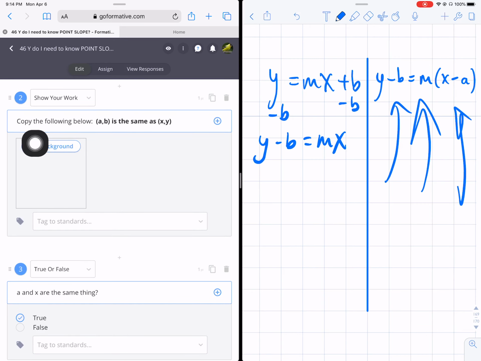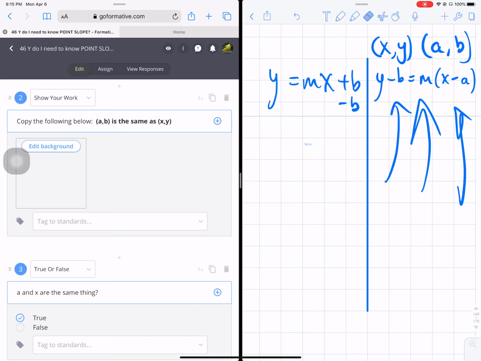Okay, so let's go to this next one. I'm looking right here. Copy the following below, okay? a, b is the same as x comma y. So that'd be important for you to know when you're looking at your new formula, x comma y, and a comma b, they're the same. They're coordinates that you would find on that line, okay?